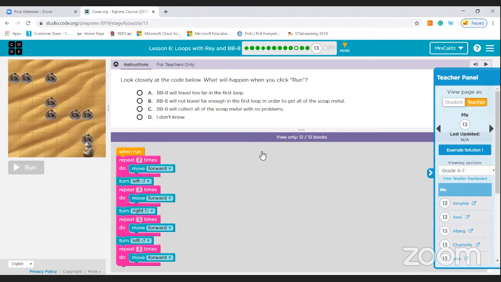Oh, this is one that all of us can do. Look closely at the code below. What will happen when you click run? Thank you for the applause, Jonah. We appreciate it. So, A, BB-8 will travel too far in the first loop. B, BB-8 will not travel far enough in the first loop in order to get all of the scrap metal. C, BB-8 will collect all of the scrap metal with no problems, or I don't know. So what do you guys think is the answer?